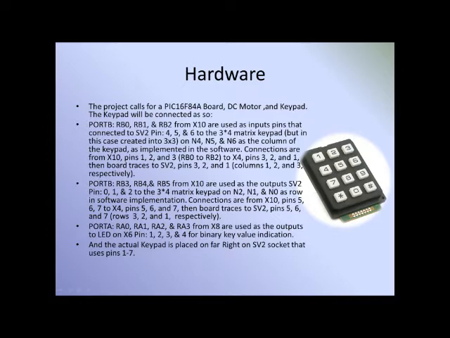Now port A, RA0, RA1, and RA2, as well as RA3 from the J8 pins are used as the outputs for the LEDs, the J6 pins 1, 2, 3, and 4, for the binary key value indications. The actual keypad is placed on the far right of the SV2 socket that uses pins 1 through 7.